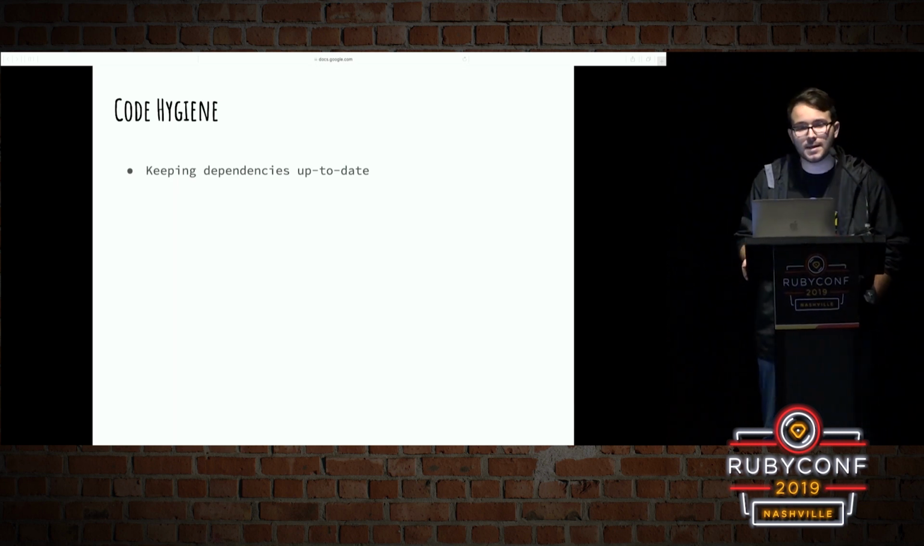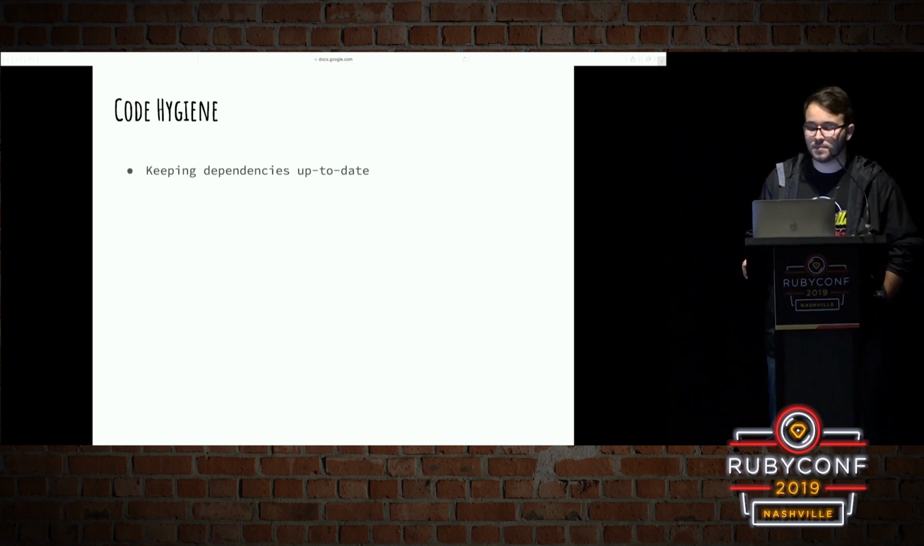Keeping dependencies up to date in your project. For example, this could be the Ruby version of the project that you're working on or running, as well as the version of Postgres that you might be running, or any sort of dependencies or gems in your code base as well. Refactoring code is another common aspect of code hygiene, and it's something that's also frequently considered technical debt.